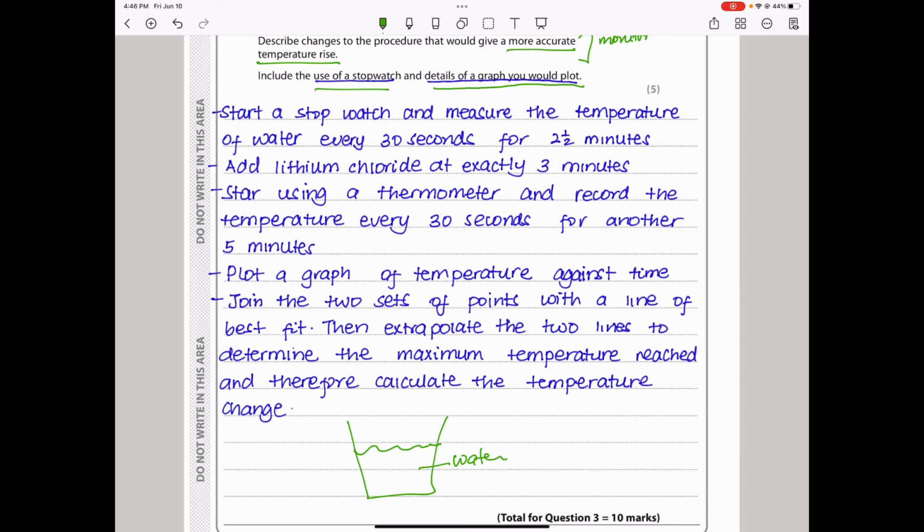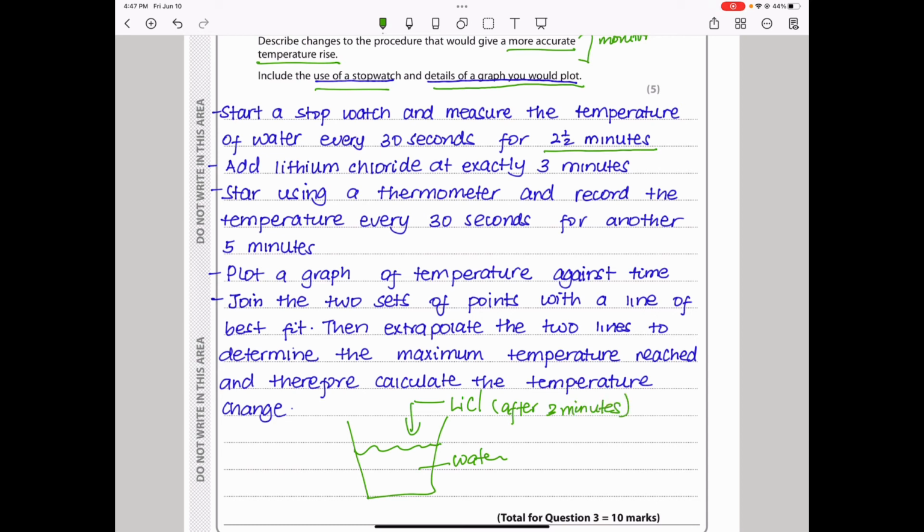So for 30 seconds until 2.5 minutes. And then to this, we will add the lithium chloride. Usually, we can add the lithium chloride exactly after 3 minutes. That time is enough for the temperature to be stable.